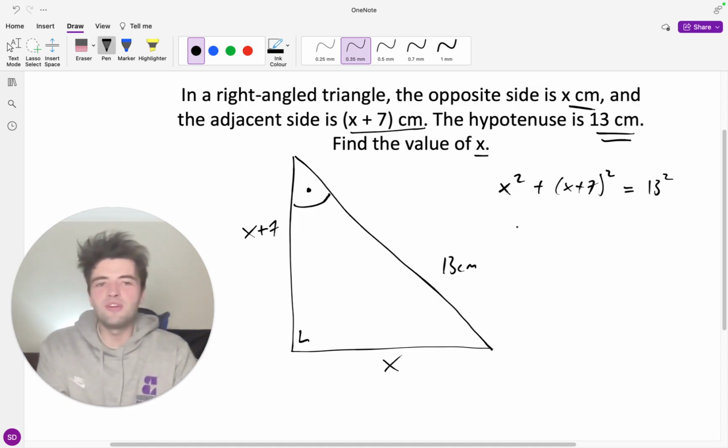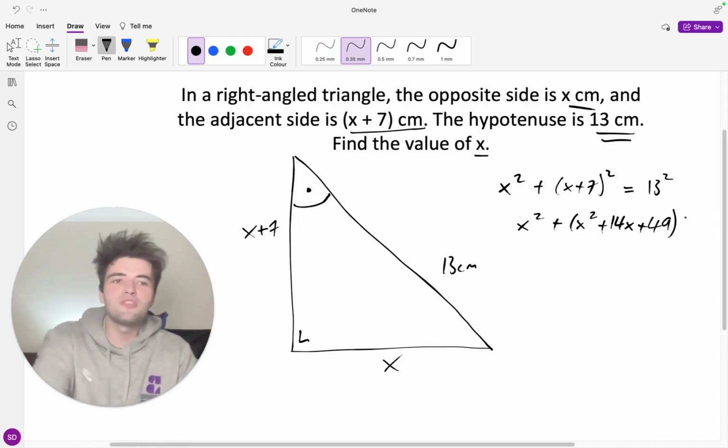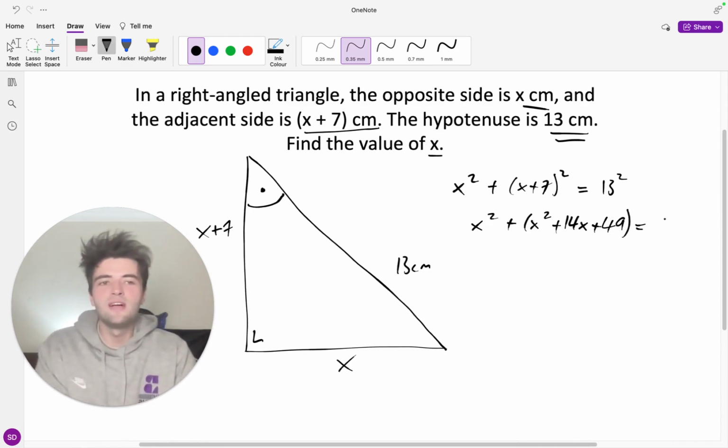And so now we can start to simplify this. So we get x squared, and then to expand our bracket, we're going to have x squared inside the bracket plus 2 times x times 7, which is going to give us plus 14x. And so this is just some practice expanding our x plus 7 bracket as well, which is good. And then we have plus 49 at the end. And then on the right hand side, we're going to have 13 squared, which is going to be equal to 169.